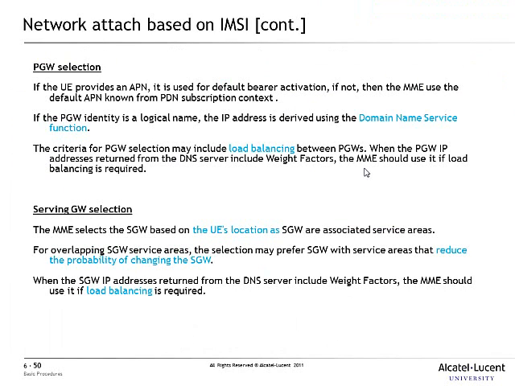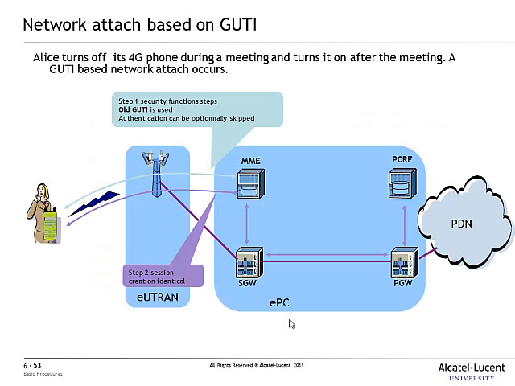Two things have to take place when you do a network attach. Remember, two things have to be selected: one is the serving gateway and the other one is the packet gateway. Both of these have to be selected, for a subscriber who's already been on the network.